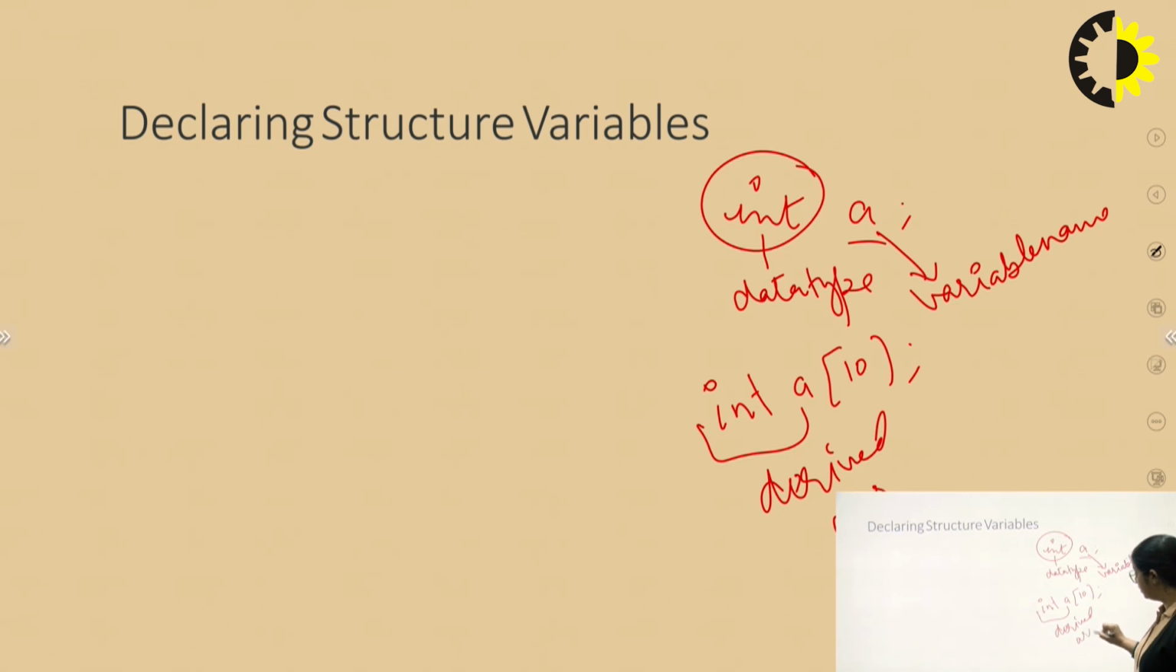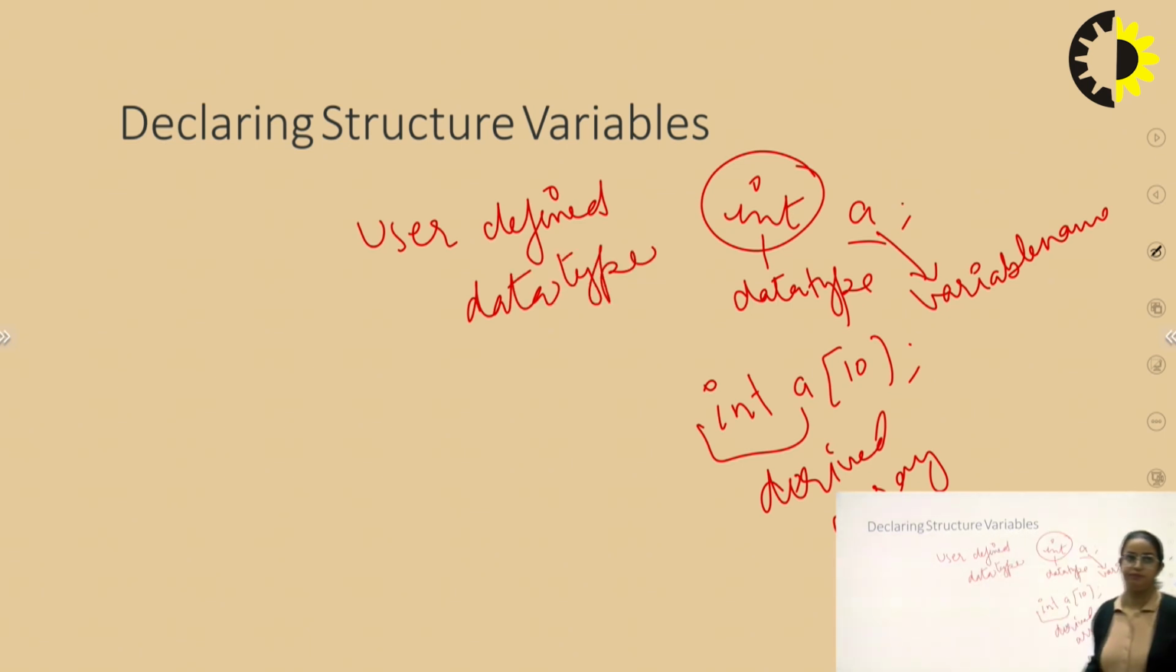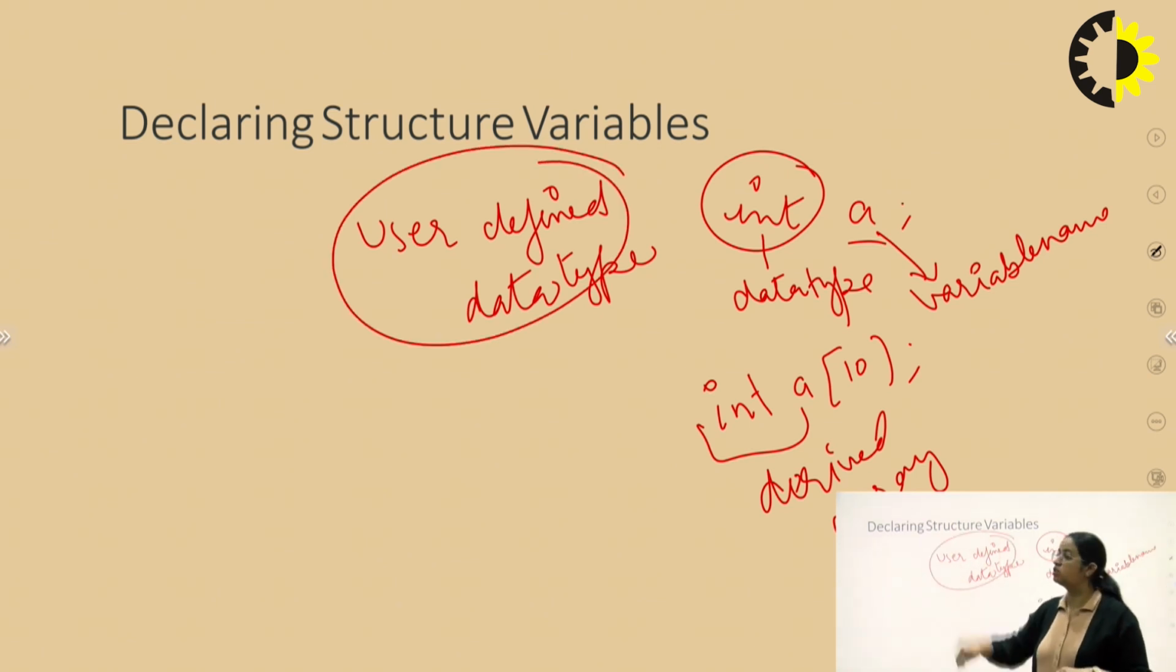Array. Now the third category is your user defined data type. User defined data type means the data type which we are defining. So this is the third category of data type. Now structure variable comes under this data type. Structure comes under this user defined data types.